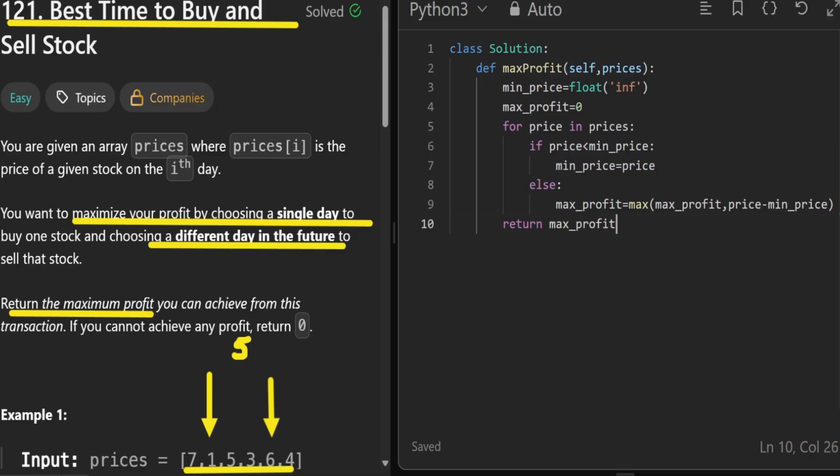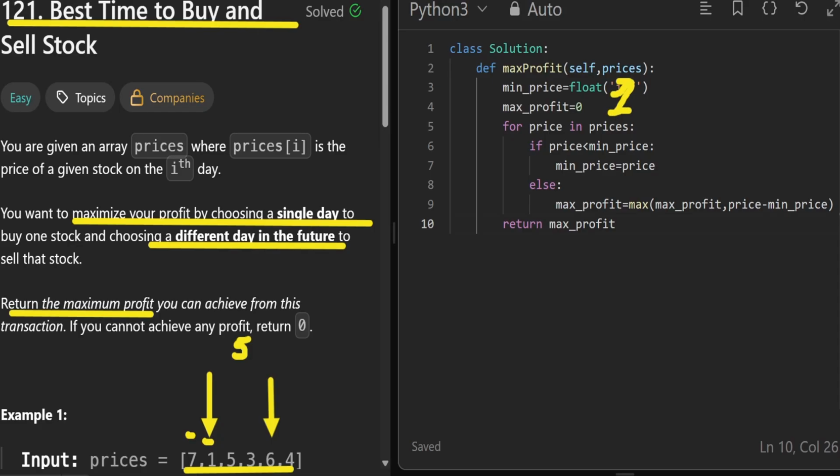Look at the list on the left. Initially, min price is set to infinity and max profit is set to 0. Min price and max profit will be updated accordingly when we go through each price in the list. With price 7, it's smaller than infinity, so we update min price to 7. At price 1, it's much better than the current min price 7, so we update min price to 1.